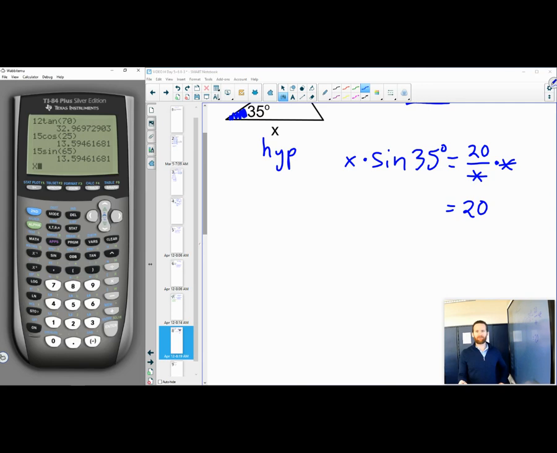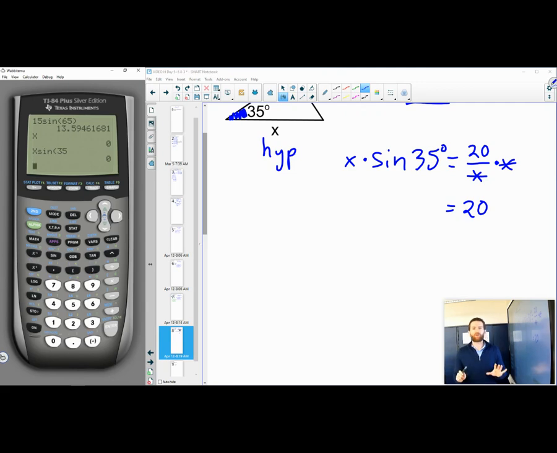I can just type in x times sine 35 and it'll give me the answer. No, it won't. It'll give you an answer, but it's not going to be right. Because look what this calculator thinks x is. If I hit enter with just x, this calculator thinks x is 0. So if I hit x times sine of 35 and then hit enter, it's just 0 times that? It just spits out a 0. So for some reason, this calculator always thinks x is 0.